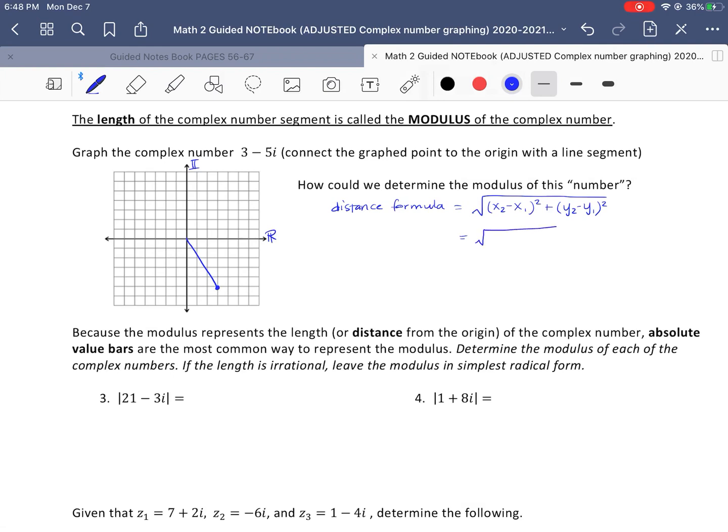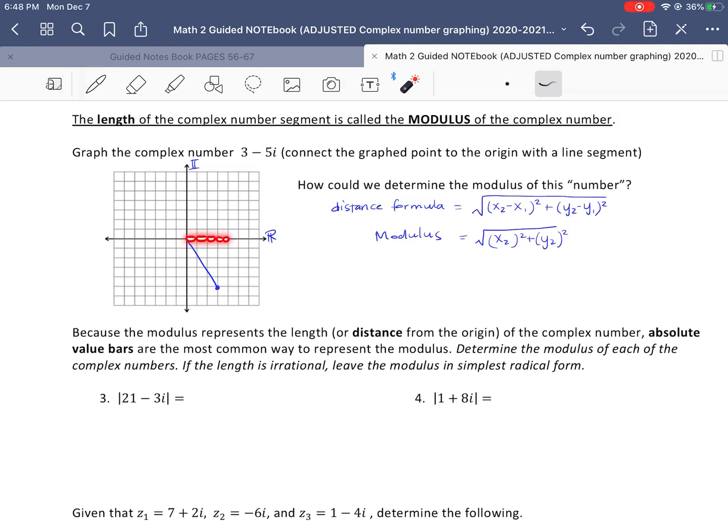So we could write this as the square root of x2 squared plus y2 squared. We don't need the other part. This is really the formula for the modulus, if I was writing a complex number and I wanted to calculate its distance from the origin. So we can use that.